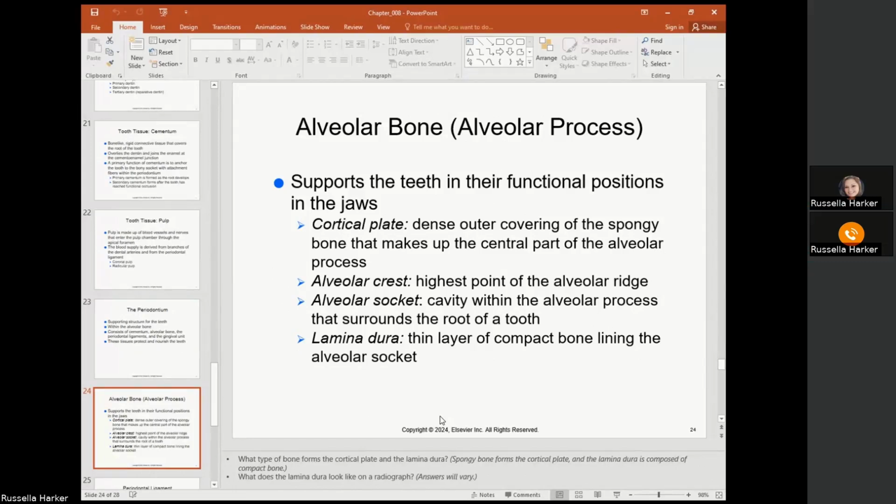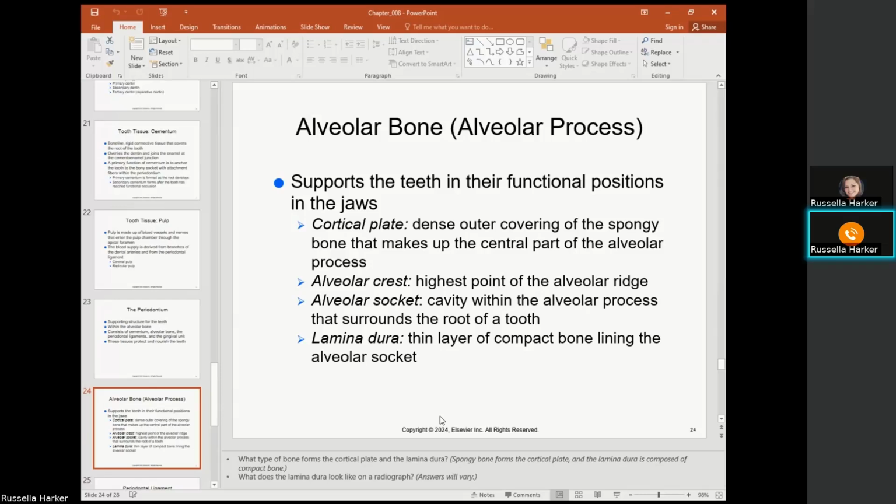There's something in it called a cortical plate, and it's a dense outer covering of the spongy bone that makes up the central part of the alveolar process. The alveolar crest is the highest point of the alveolar ridge. So when you look at a bone and you see that point at the top of the jawbone where the teeth are sitting, that point at the top where the teeth are together is the alveolar crest.